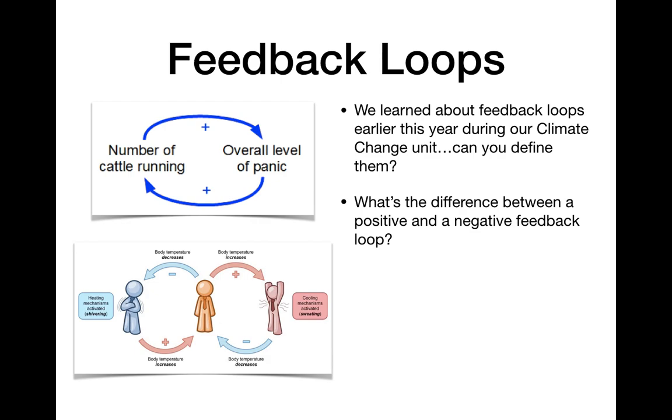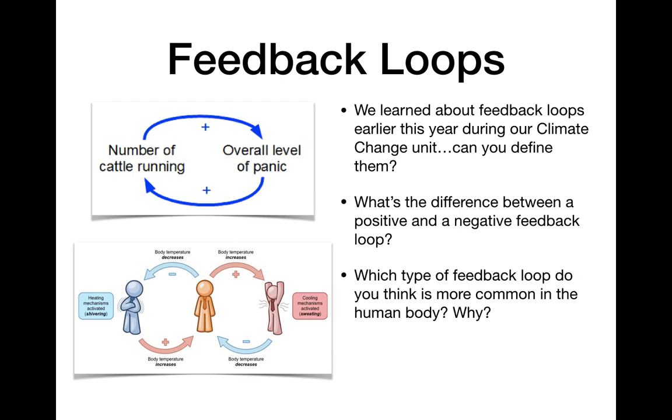A negative feedback loop is like this one, like thermoregulation, where if we get too hot, we try to cool down. If we get too cold, we try to heat up. We're trying to maintain a normal value, and we have two options to get back to that. We can go too far above it or too far below it, and then we try to come back to that normal value.